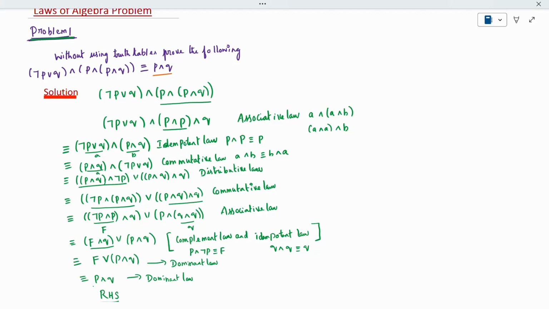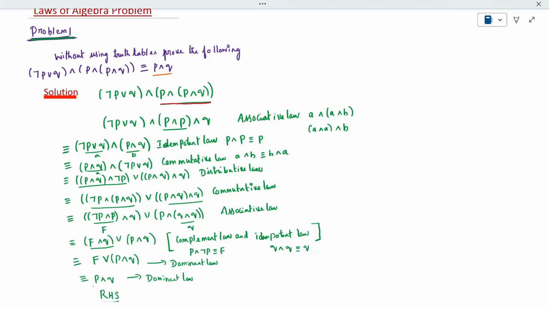P conjunction Q. First I will apply here. In this part, I'm going to apply the associative law. It's nothing but when I change the bracket, it's called associative law. The bracket is at the back, so we are going to change it to the first two elements. A conjunction (A conjunction B). I'm going to change the bracket in that. Yes, I have changed it. After changing, write that statement and write the name of the law, associative law.